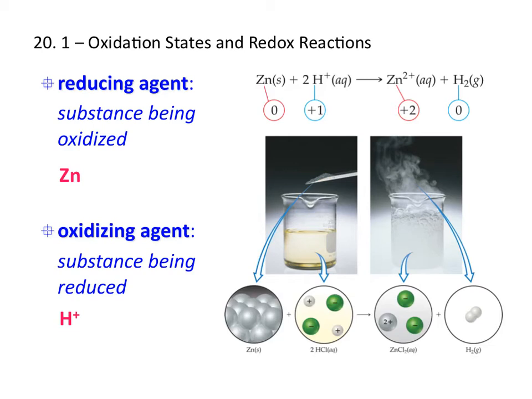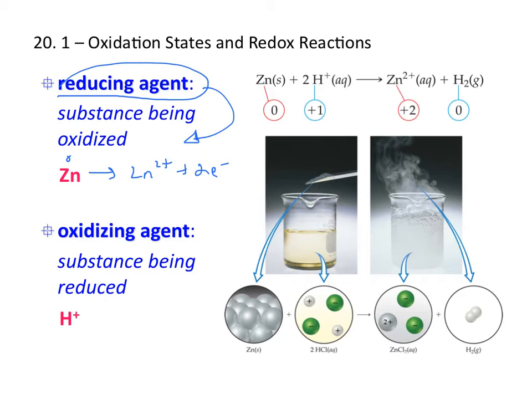Now, oxidizing and reducing agents, these are the things that are doing whatever function we're talking about. So the reducing agent is the thing that gets oxidized, right? The thing that's giving up electrons is becoming more positive. So zinc is the reducing agent. It's starting out with an oxidation number of 0. Well, it's going to Zn2+ plus 2 electrons. So we know that the reducing agent is the substance that's going to become more positive. Why? Because it's giving something up.